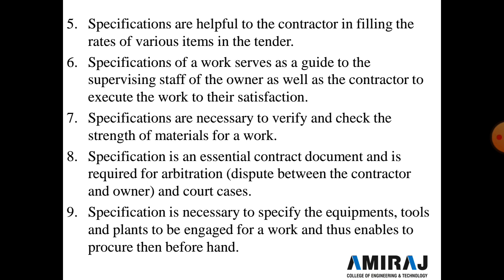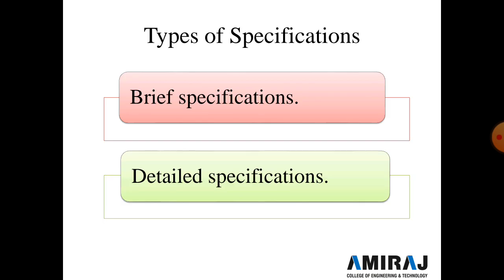Now, specification is an essential contract document and is required in arbitration. What is arbitration? It is a dispute between the contractor and owner, and court cases. So specification is required, and it is also necessary to specify the equipment, tools and plant engaged for the work, and thus enable them to be procured beforehand. In the next slide we discuss the types of specification. There are two main types of specification.